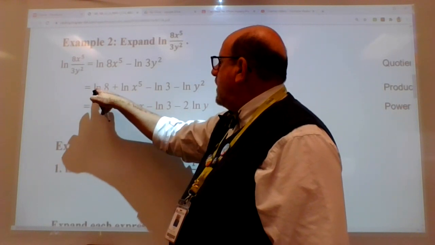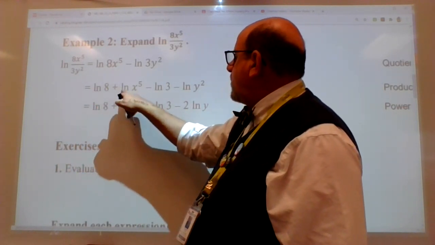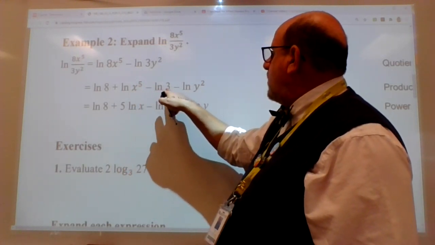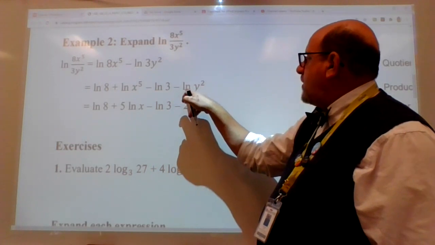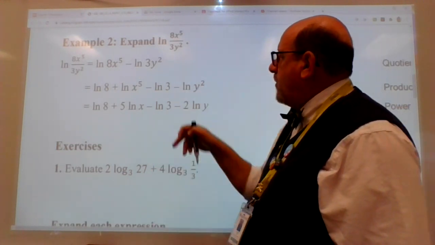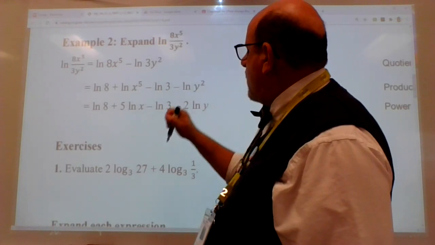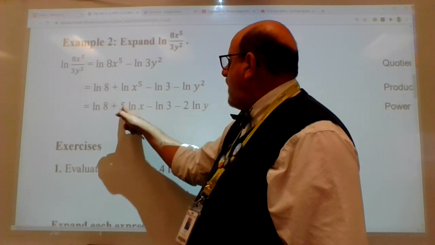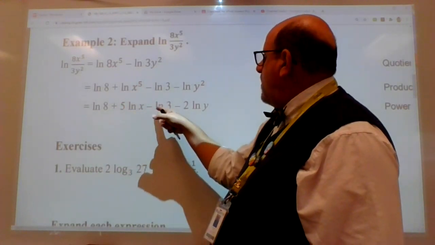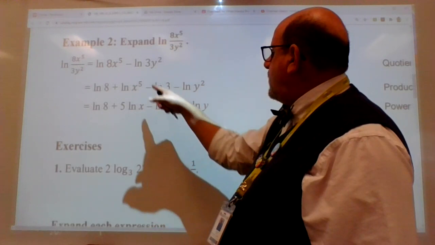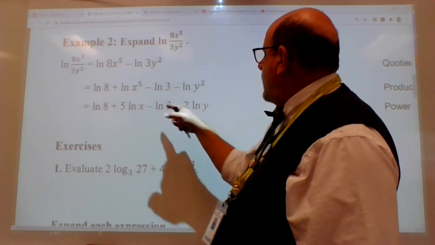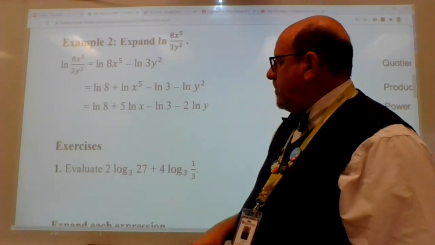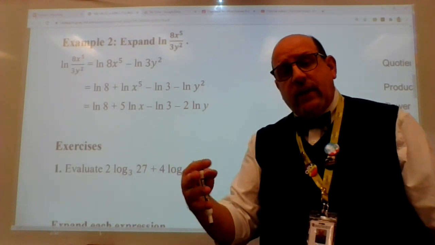So the natural log of 8 plus the natural log of x to the 5th, we've got a little bit more work to do, minus natural log of 3 minus the natural log of y squared. And we see if we have powers, we have a little bit more work to do. That power property says we're going to rewrite this as 5 natural log x minus natural log of 3 minus, because remember, we're splitting it up and we distribute the negative, natural log of y, put the 2 in front. So that's really how it works.